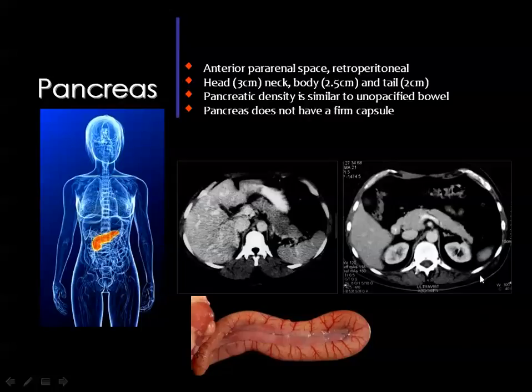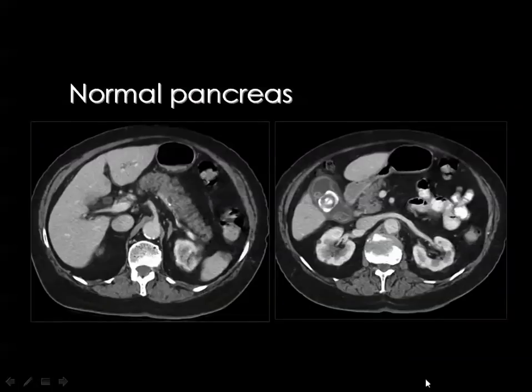And remember that the vessel running along the posterior border of the pancreas is the splenic vein. Here you can see the spleen, left kidney, right kidney, aorta, IVC, and the liver. This is the pancreatic body and tail, and this is the splenic vein running along the posterior aspect of the pancreas.